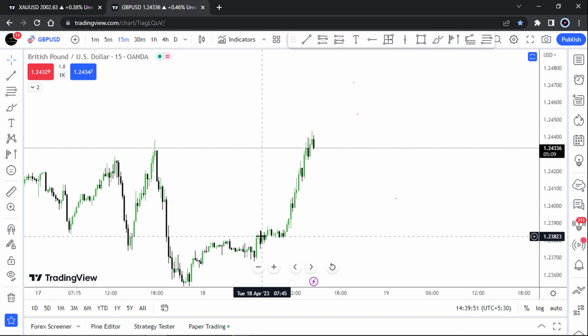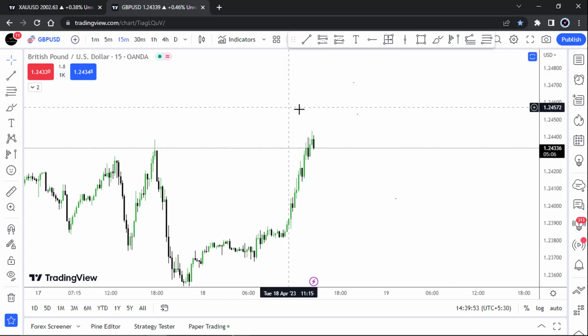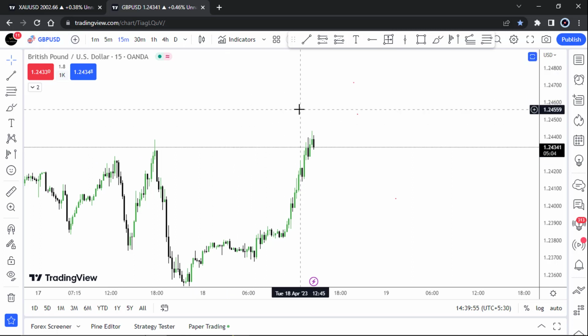In this video, let's have a look at the pound dollar market and find out what will happen to the pound market over the next couple of hours, like within 24 hours. Let's find out the best entry points and reversing points for scalping and for short-term day trading setups, right?